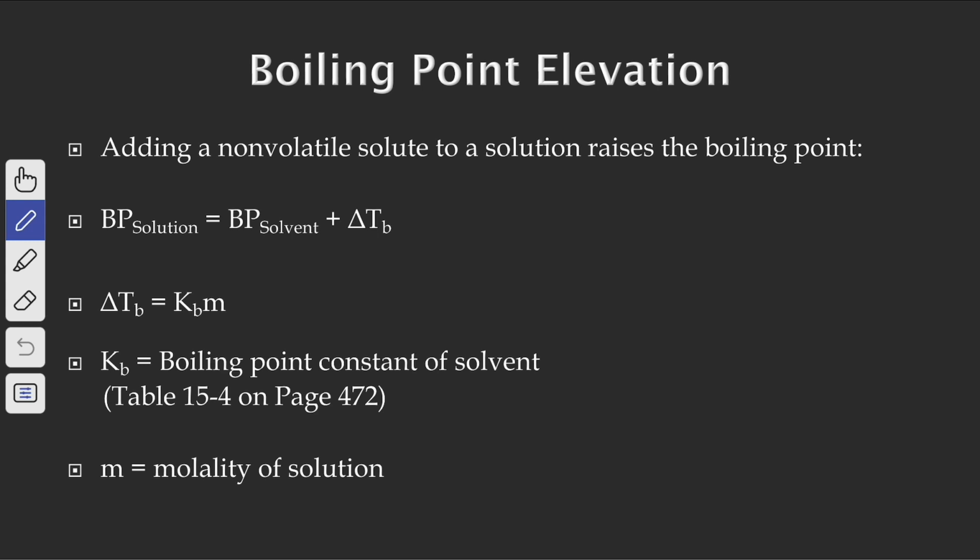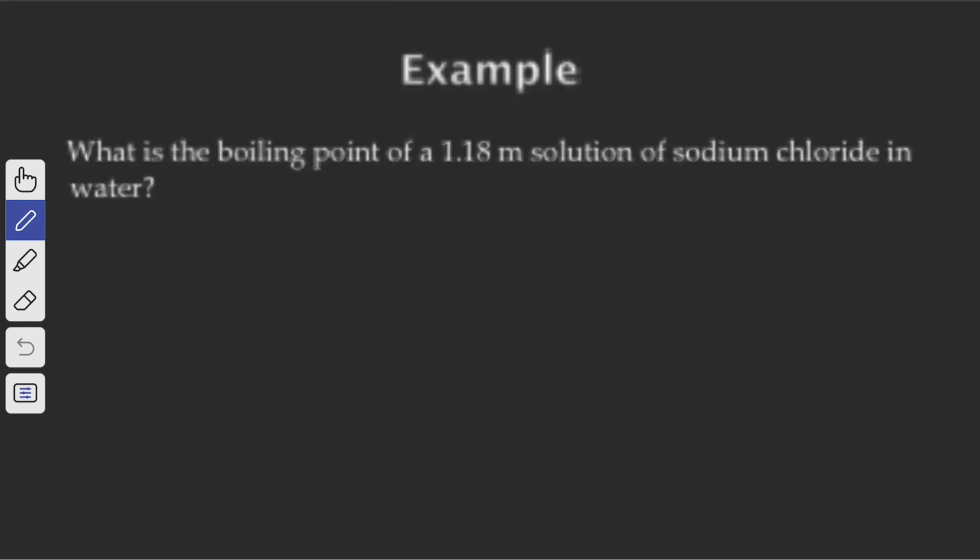The other colligative property we're going to talk about is boiling point elevation. Elevation meaning going up, because when you add a solute to a solution, that raises, increases, elevates the boiling point. It's a very similar process to freezing point depression. To figure out the boiling point of the new solution, you're going to take the boiling point of the solvent and add the change in boiling point. Once again, to find the change in boiling point, it's just going to be the boiling point constant times the molality. So let's look at an example.